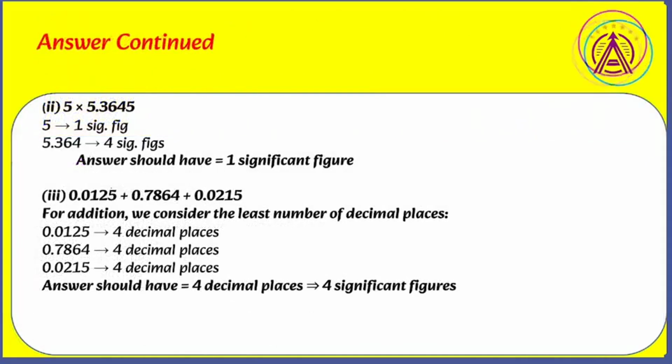And in the third case, 0.0125 plus 0.7864 plus 0.2515. In the first number, how many decimal places are there? 1, 2, 3, 4. The second also has 4 decimal places. The third also has 4 decimal places. So the answer is expressed in 4 decimal places, or 4 significant figures after the decimal.